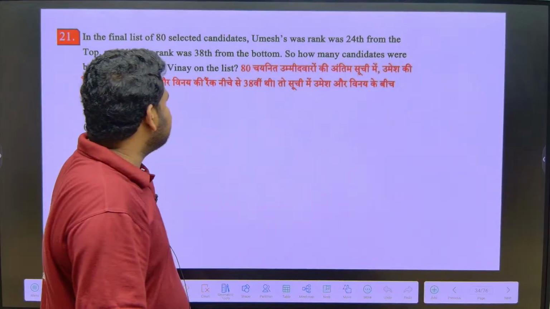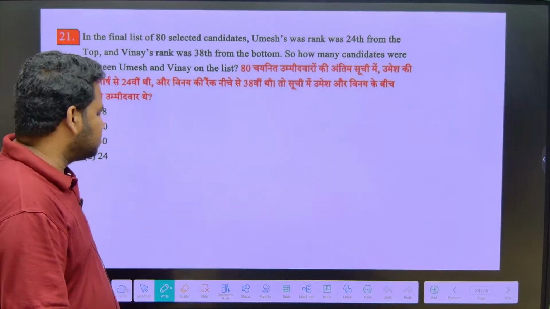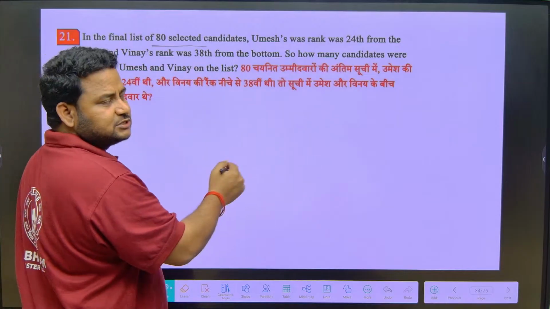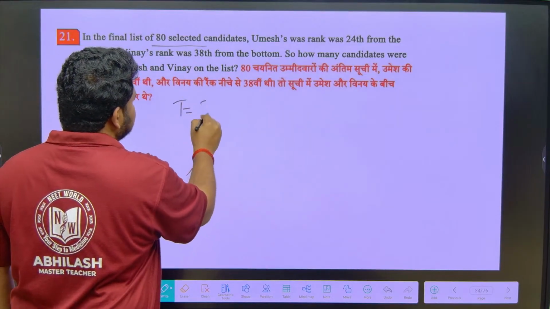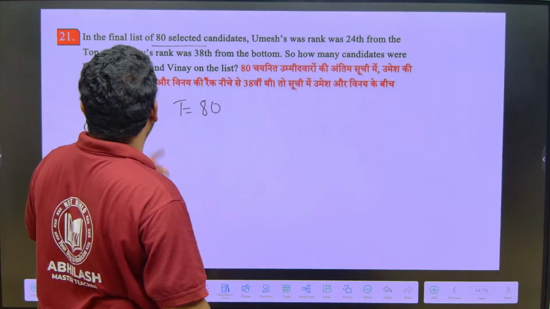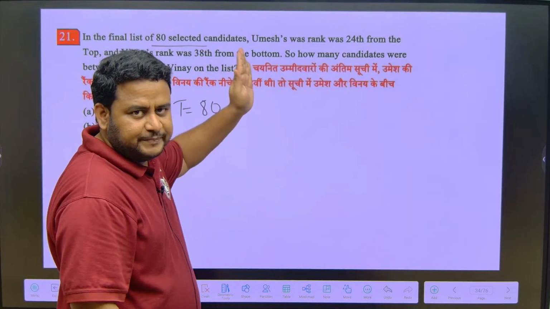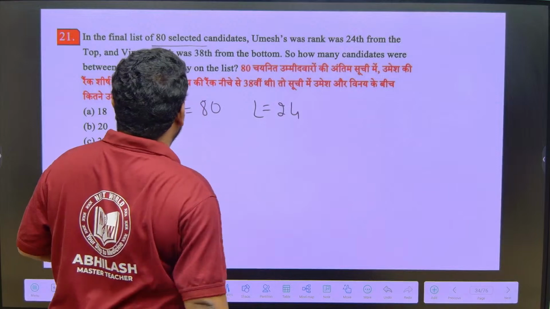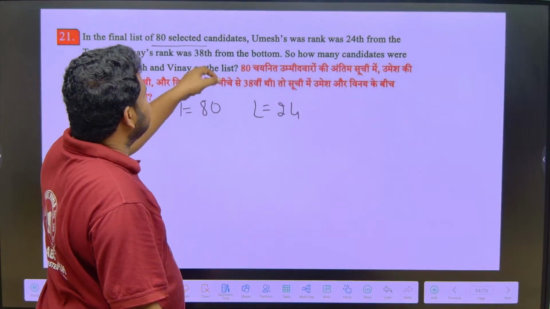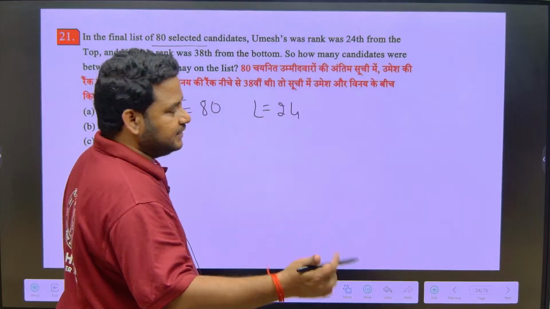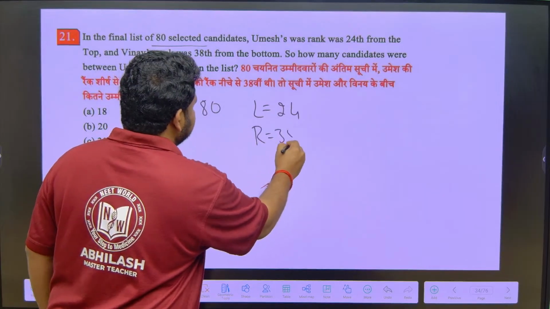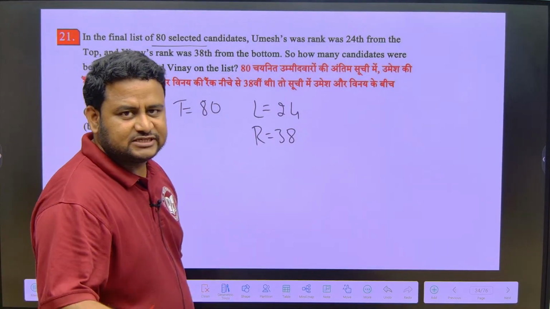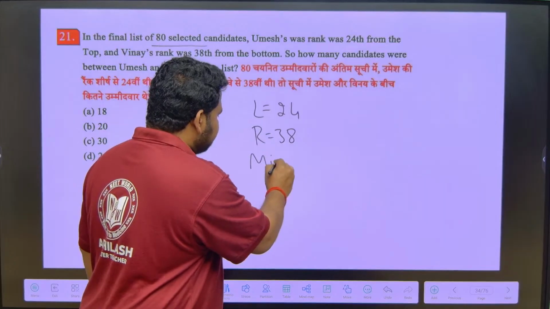In a final list of 80 selected candidates, you can have a look at this question. Final list means total is 80. Umesh's rank was 24th from the top. Top, I have always told you, means it is left. So L is 24, and Vinay's rank was 38 from the bottom. Bottom, I told you, is right. So right is 38. Now, how many candidates are there between Umesh and Vinay on the list? They are asking us the middle value.